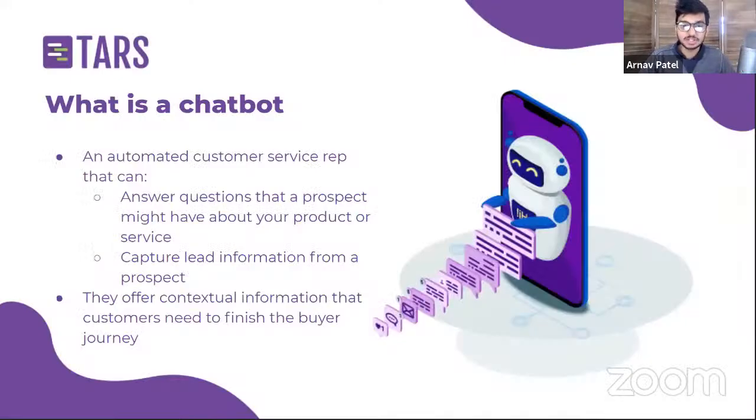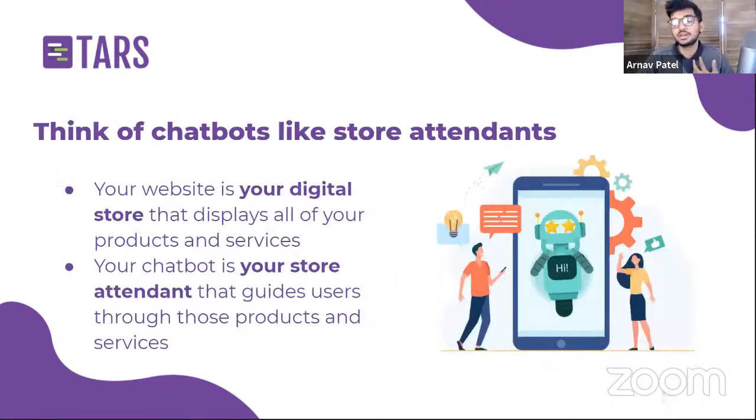What chatbots essentially do is they serve as an automated customer service rep that can answer questions that your prospect might have about your product or service, capture lead information from them, and offer context. In the context of this webinar, I added another point to this slide. They offer contextual information that customers need to finish the buyer journey. So whatever the customer is looking at on the page, the chatbot can supplement the page by offering contextual information that the customer might need to reach conversion, or to be in a place where they feel secure enough to share their email with you or to hit the buy button.